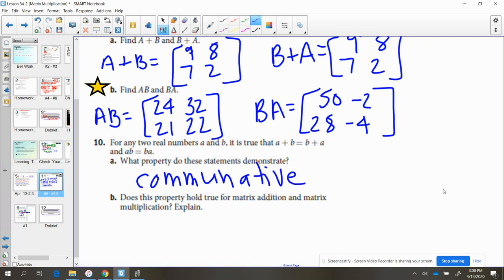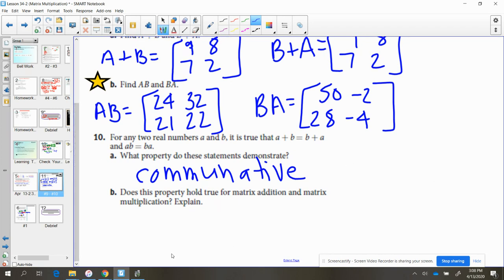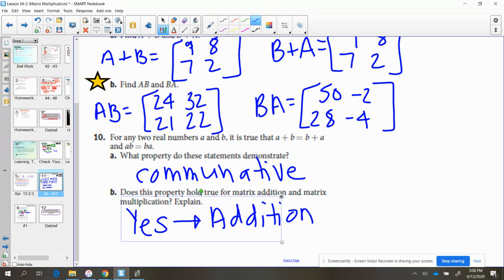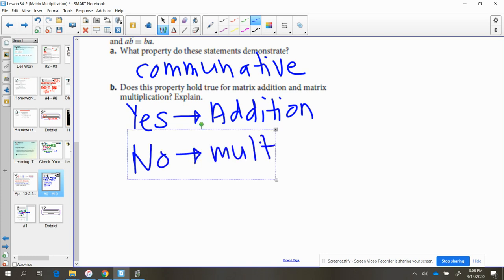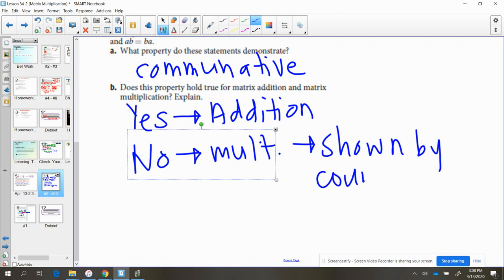That's the commutative property. When this comes to matrix addition and multiplication, do these properties hold? Yes, for addition. Order does not matter. We could do a plus b or b plus a. We get the same answer. But it's not going to be the same for multiplication, and that's shown by our counterexample up above. And not always going to work out, so we can't assume.